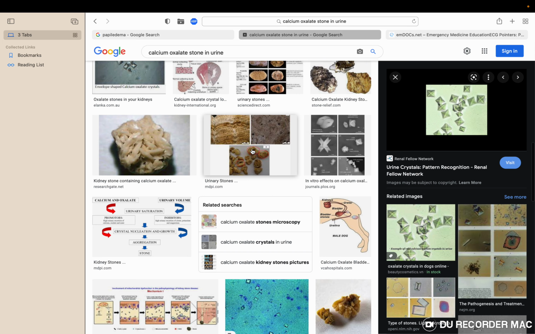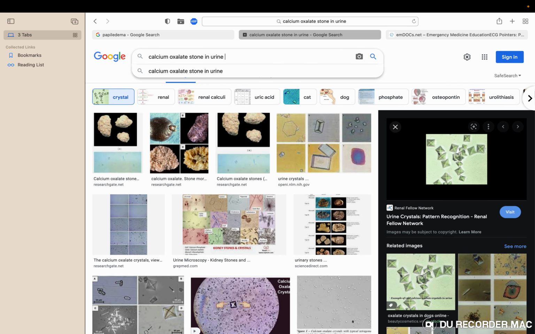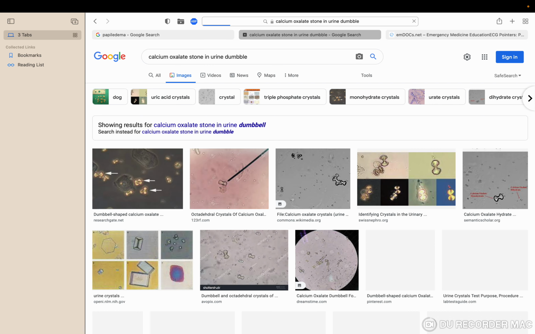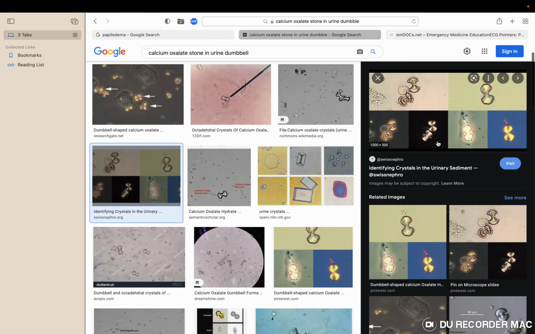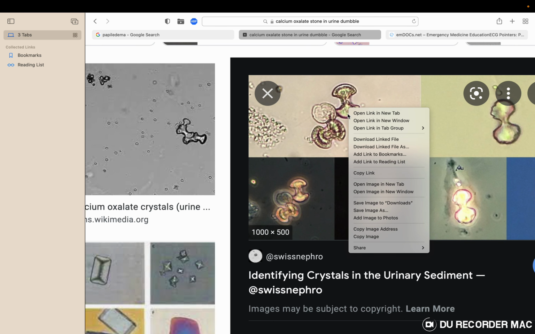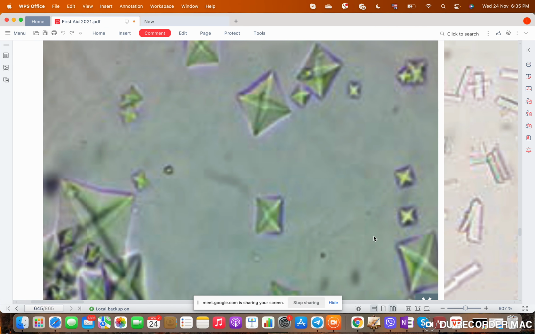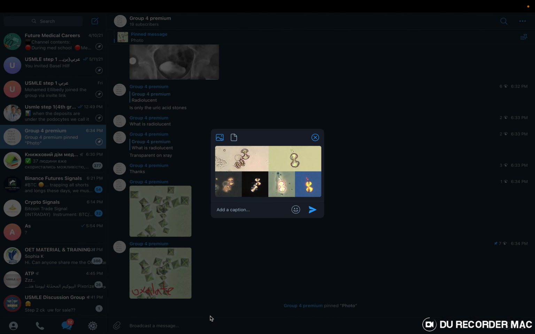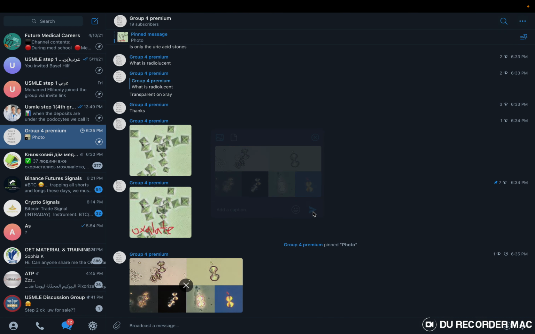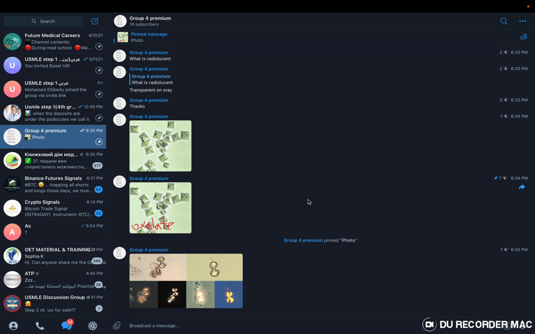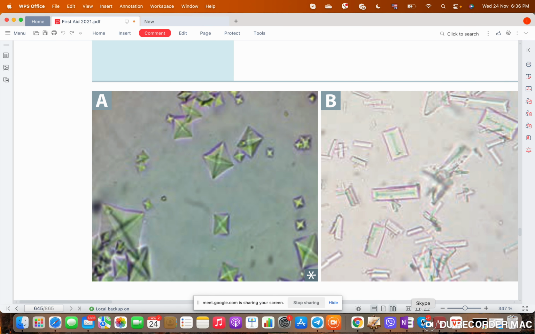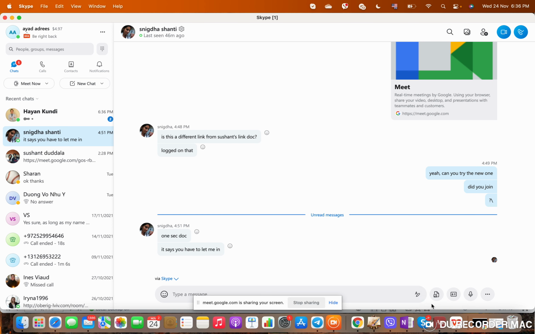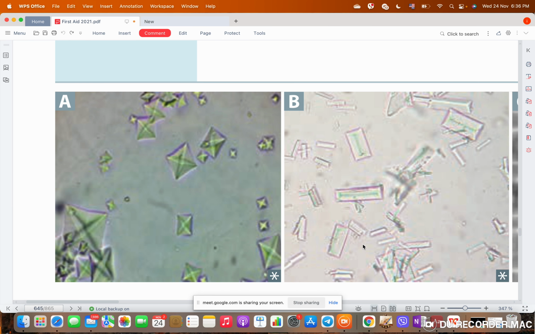Let me find the dumbbell for you. You know this dumbbell, like weights. Yep, here is the dumbbell. So you will be able also to see a little dumbbell there. That's also in case of calcium oxalate. Let me send you the dumbbell. Okay, so you can see here the dumbbells. I'm sorry for that. Let me just close this. You can see the dumbbells there as well.